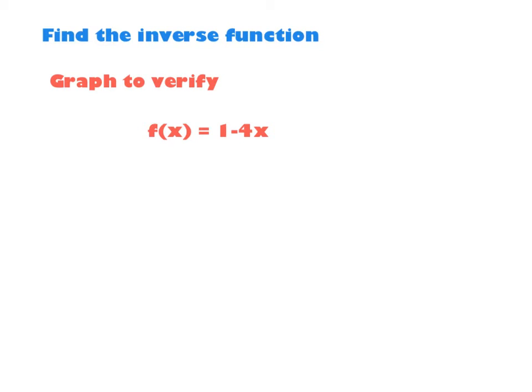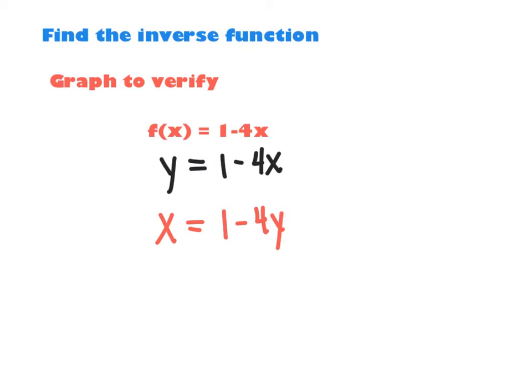So we're going to start with a nice feel-good question, one we've done before. Find the inverse of the function, graph to verify. The first thing I'm going to do is put it in terms of y. Remember, f of x really is y, so it's y equals 1 minus 4x. If you look back at your steps, we said interchange the x and y. So now it's x equals 1 minus 4y. And we said just solve for y.